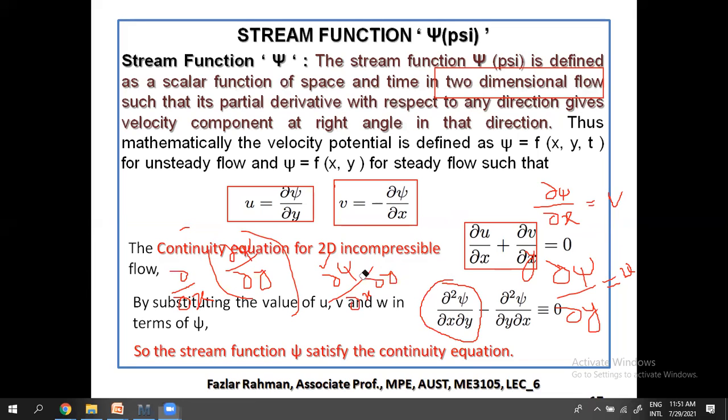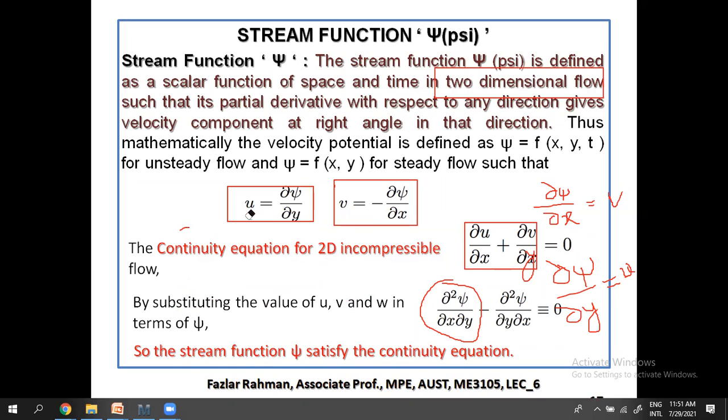Now similarly, you substitute the other term. That will be del square psi by del y del x. You see both are the same. If you do not put the minus sign over here, then the continuity equation will not be satisfied, because it will be a plus sign over here. So that's why in the definition of v, they put a negative sign.